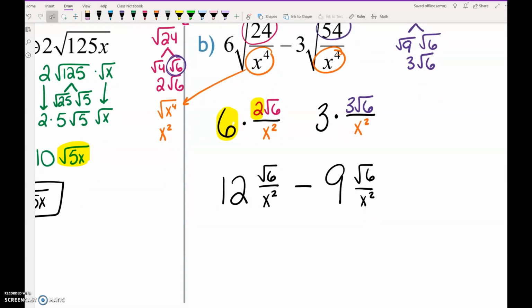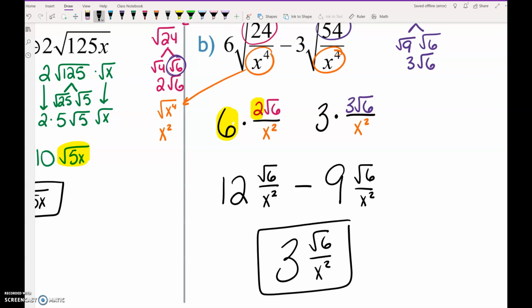This one looks more like snickerdoodle cookies to me. I don't know about you. We got 12 snickerdoodle cookies minus 9 snickerdoodle cookies, so how many do we have? 3 snickerdoodle cookies.